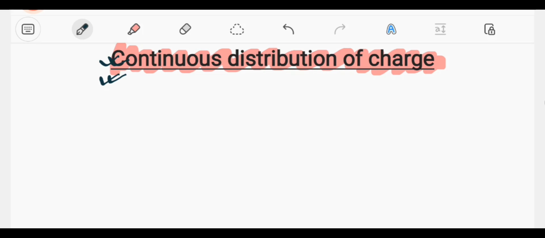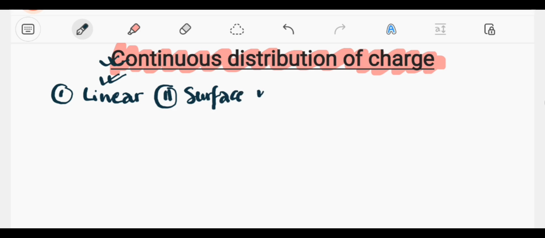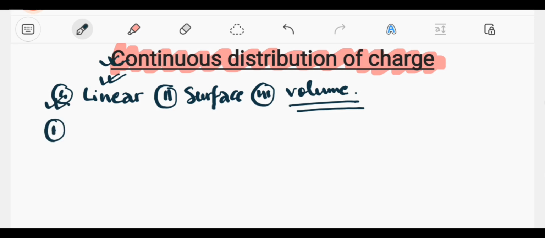Now in the continuous distribution of charge, students, we discuss it in three different ways. The first way is linear distribution of charge. The second way is if the charge is distributed uniformly on any surface. And the third way is if the charge is distributed uniformly in any given volume. Now slowly we will discuss all these three topics. So let's start with the first topic, the linear distribution of charge.